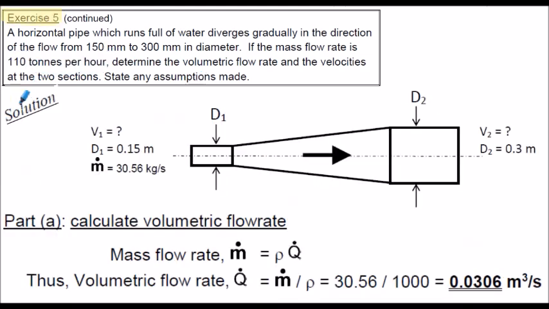Exercise 5, solution continued. Part A is the volumetric flow rate, knowing the mass flow rate and the mass density of water. We can find the volumetric flow rate, Q dot, m dot divided by rho. So Q dot is in meters cubed per second. Notice in this case the horizontal pipe is diverging, as shown in the diagram.